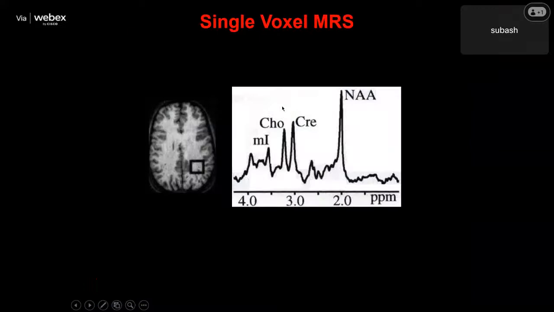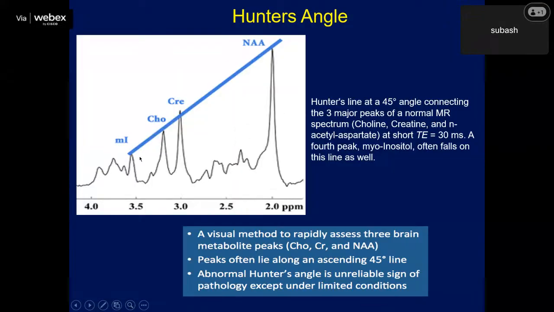So this is a single voxel spectrum. This is usually called Hunter's angle: in a healthy brain, if you look at the metabolites, you should see peaks like this, along a 45 degree angle from the x-axis, which means your spectrum is of acceptable quality. You can see myo-inositol is the lowest peak, then choline, then creatine, then NAA. So this line is more or less at 45 degrees from the x-axis.